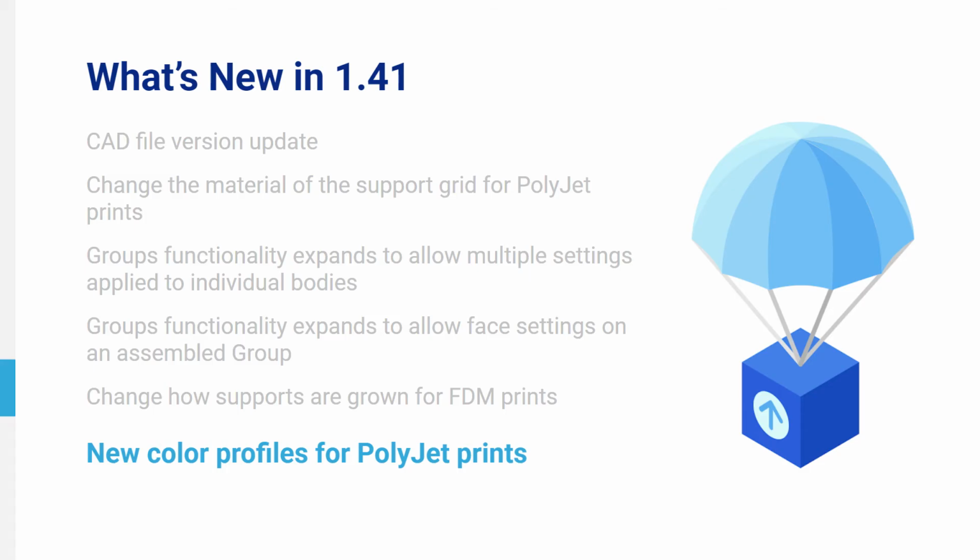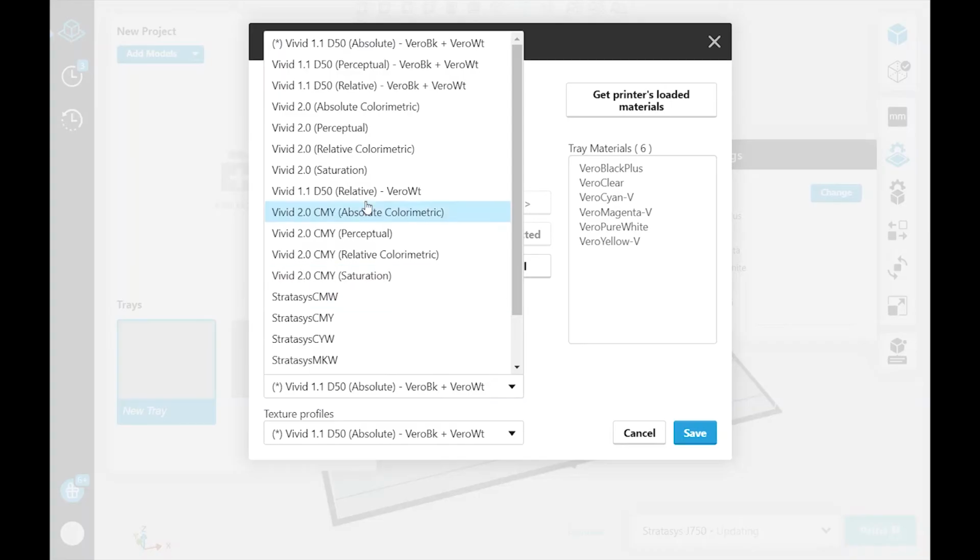New color profiles for PolyJet prints. New Vivid 2.0 color profiles have been added to GrabCAD Print, which offers improved color rendering. The default color profiles have not changed and remain Vivid 1.1.